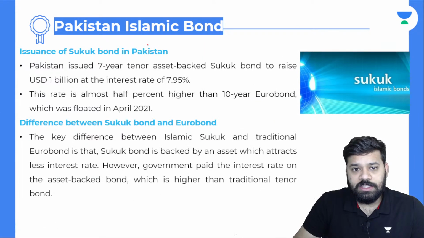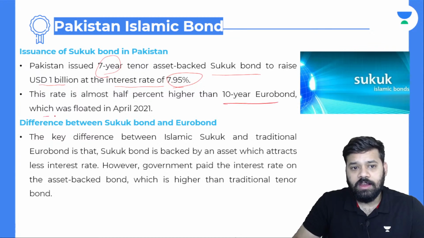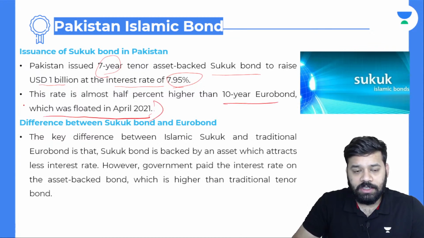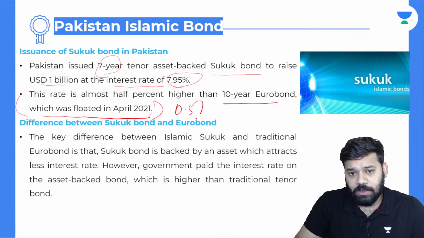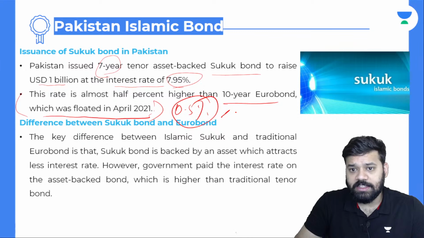Going forward, issuance of Sukuk bond in Pakistan. Pakistan issued a 7-year tenor asset-backed Sukuk bond to raise 1 billion US dollars at the interest rate of 7.95%. The rate is almost half a percent higher than the 10-year Euro bond, which was floated in April 2021. So the rate is 0.5% higher than the 10-year Euro bond.